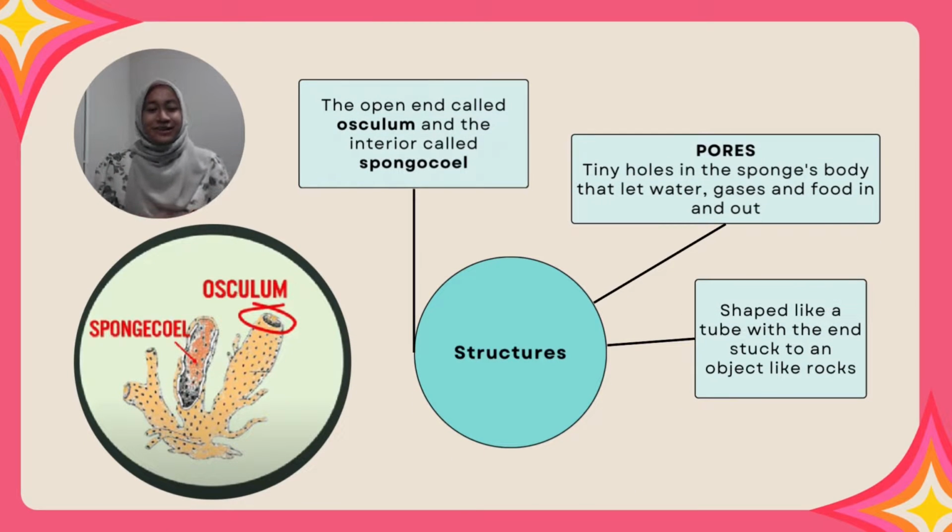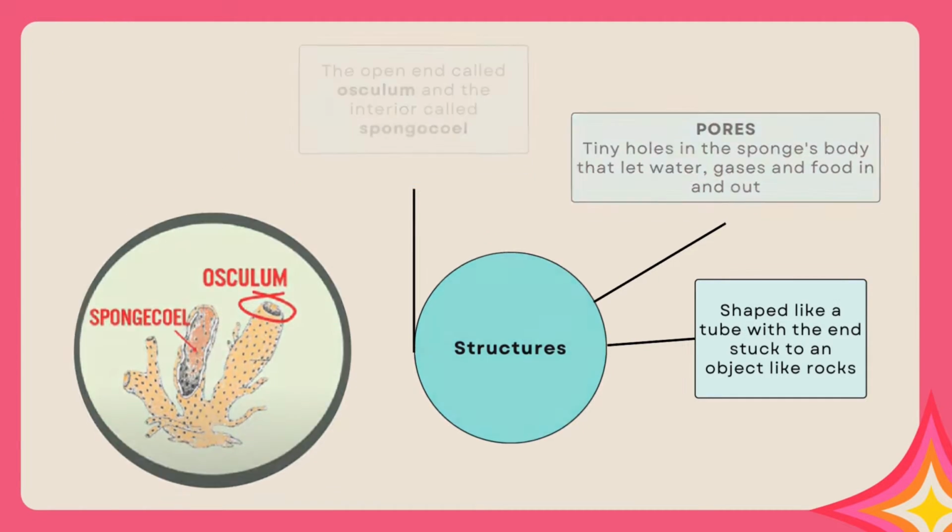Okay, next, let's look at the structural characteristics. The first one, phylum Porifera have pores, which are tiny holes in the sponge body that let water, gases, and food in and out. Next, the shape is like a tube with the end stuck to an object like rocks. And last but not least, there's an open end called the osculum and the interior called the sponge cell. As you can see in the diagram here, the osculum is located at the upper part of the sponge, and the sponge cell is like the middle part of the sponge.